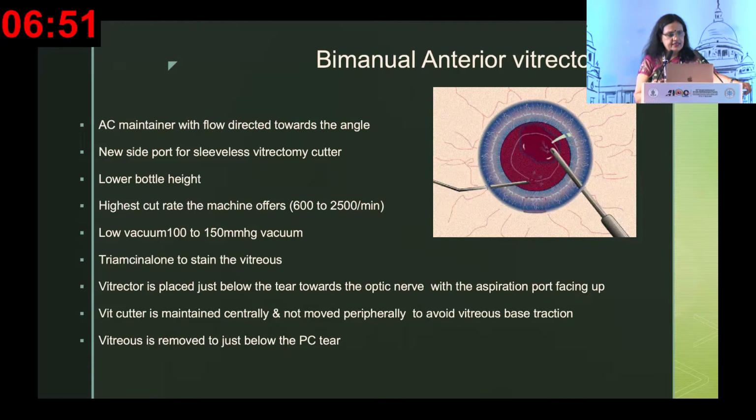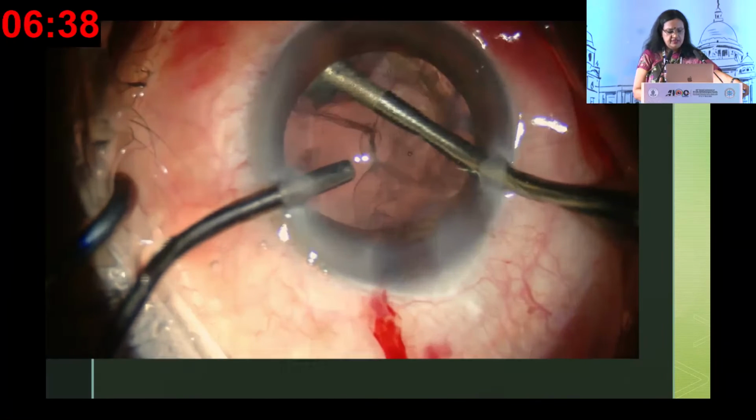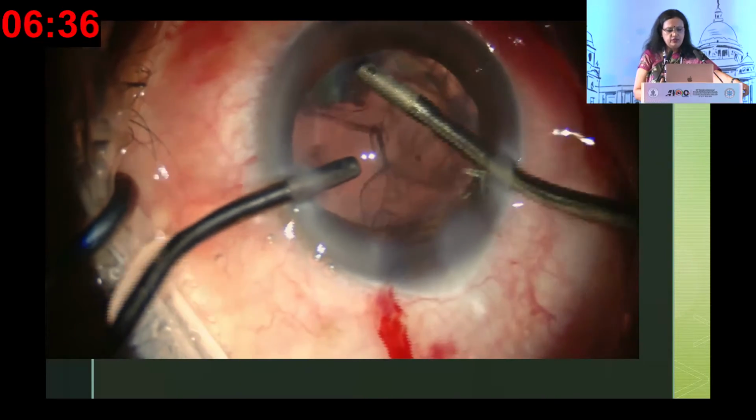The vitreous cutter is maintained centrally and not moved peripherally. So you cut and move forward, you cut and move forward. Don't drag the vitreous. If you drag the vitreous, then you are likely to cause giant retinal tears. So this is a classic example of what you can do.